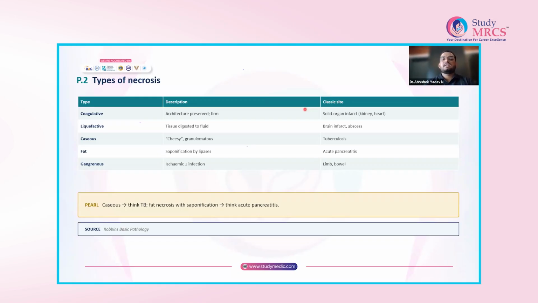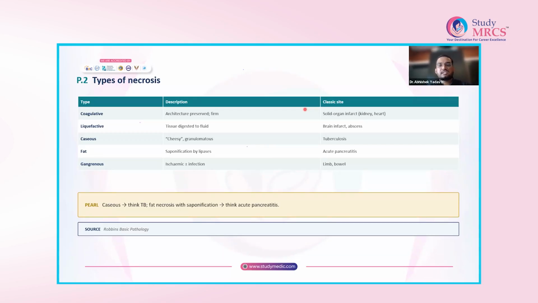Fat necrosis, as the name indicates, occurs in tissues made up of fatty tissue, like the breast or the pancreas. Okay, where saponification by lipases occurs, that leads to development of fat necrosis. Then we have gangrenous necrosis, which occurs due to the loss of blood supply. We call it an ischemic necrosis, and most of the time it will be gangrenous in nature.